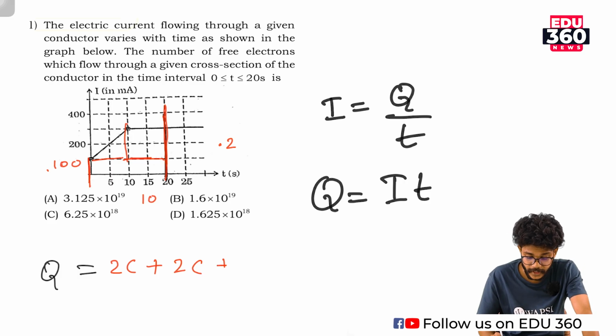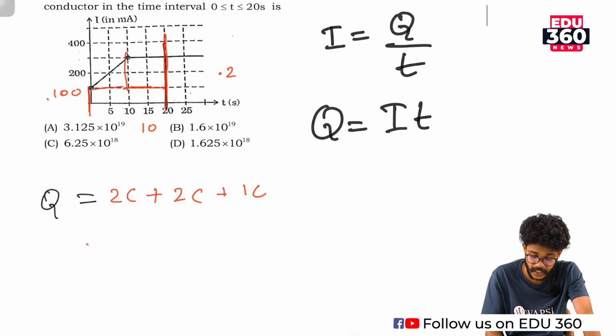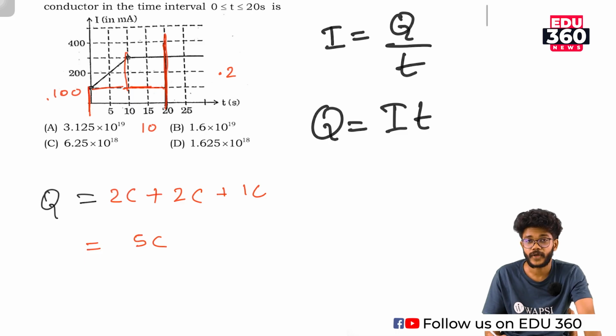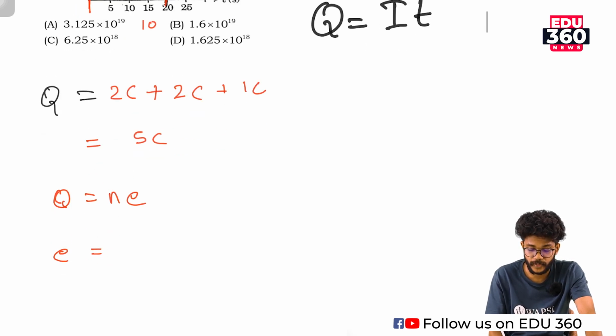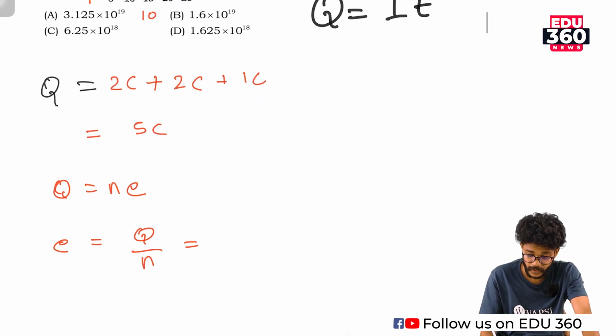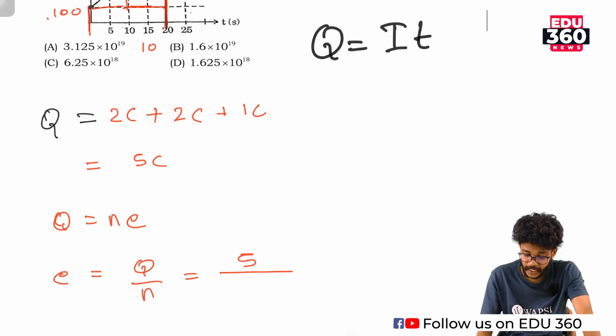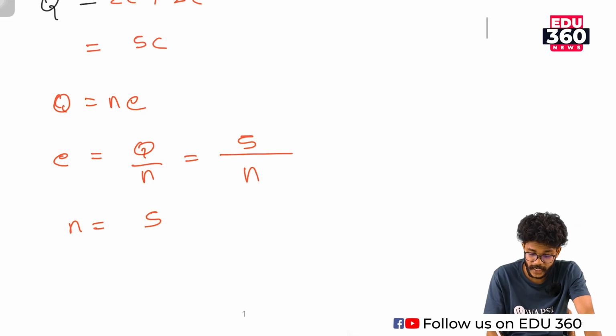Okay, then we want to calculate the area of the triangle. Area of the triangle is nothing but half of the area of the square. So 1 coulomb. So in total we get 5 coulomb of charge. Okay, so then we want to calculate the number of electrons. Q is equal to N E. So E is equal to Q by N, where Q is 5 coulomb. N is what we want to find. So N is equal to 5 by E.